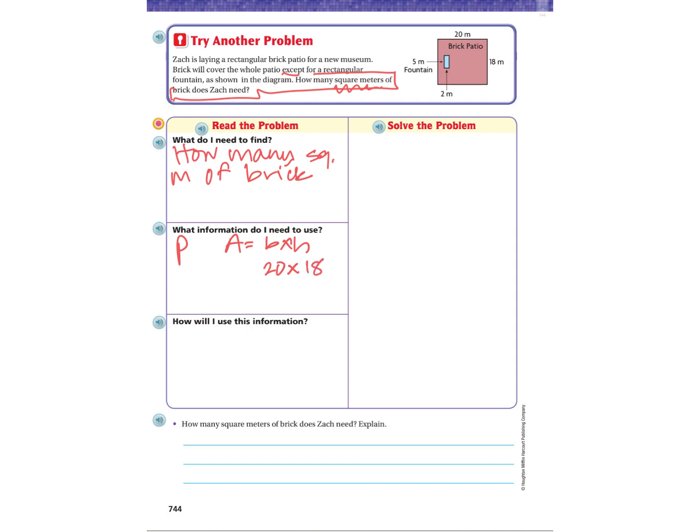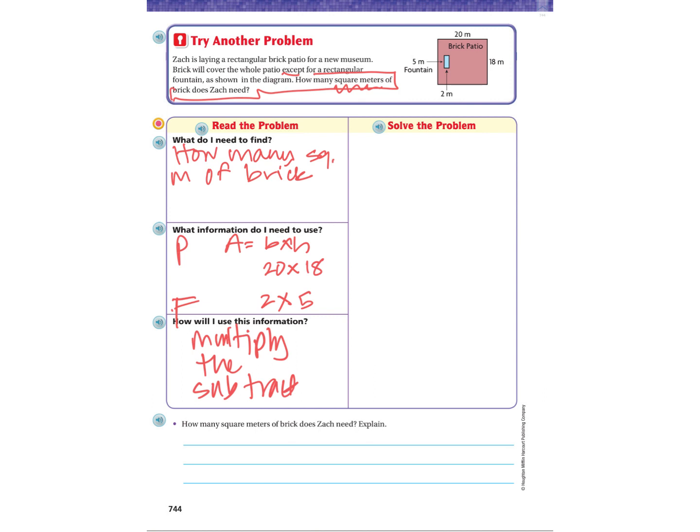And then we need the area for our fountain. So what is the base for our fountain? 2. And what is our height for the fountain? 5. Perfect. How will I use the information? What am I going to do? I'm going to multiply, then subtract. Good. All right, let's do this.